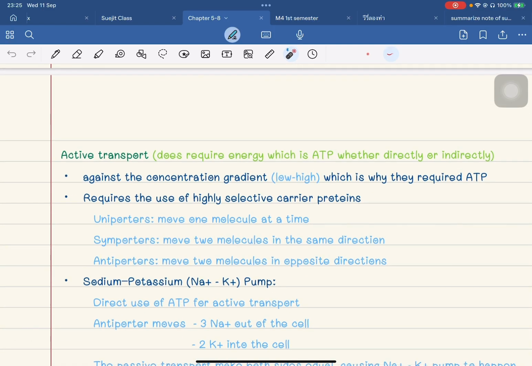The next one is active transport. Active transport does require ATP, whether directly or indirectly. They move against the concentration gradient, going from low to high. That is why they need the ATP. They are required to use highly selective carrier proteins.